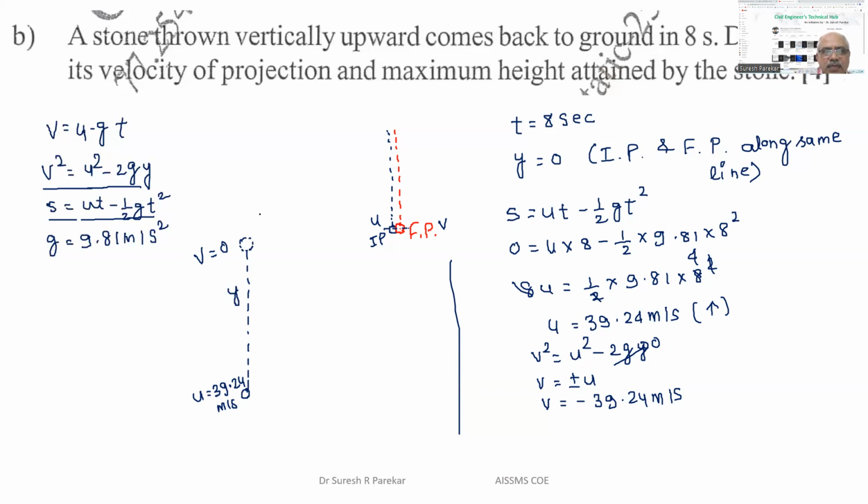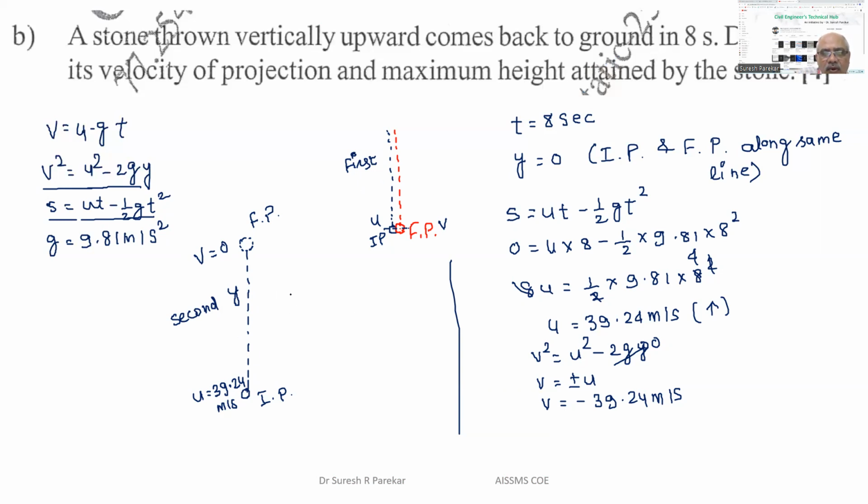Now this is the final position. Now this is the initial position. This is the diagram for the first part. Now this is the diagram for the second part, and then t we do not know. This t is for the total path.